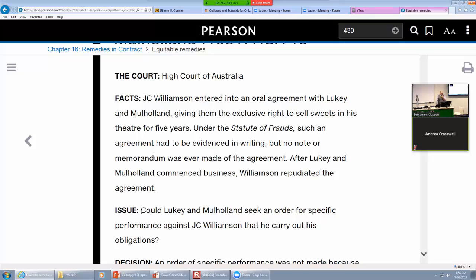So after Colloquy and Mulholland commenced business, Williamson repudiated the agreement. What does that mean, repudiated? Yeah, so what did they do? There was some form of conduct that gave them the impression that he doesn't want to go through with this contract. He didn't sell any suites at the theater, for example. Okay?